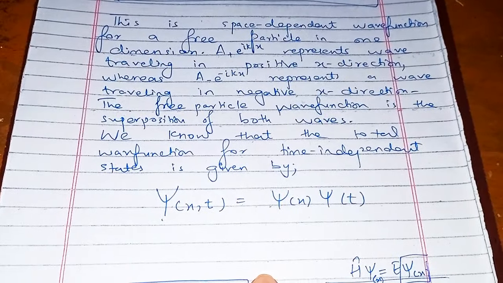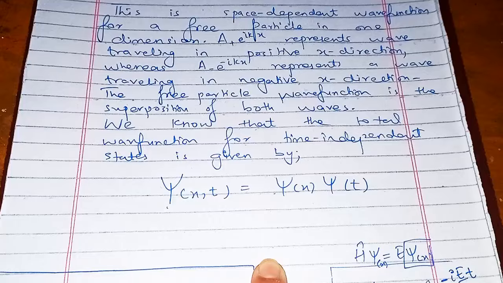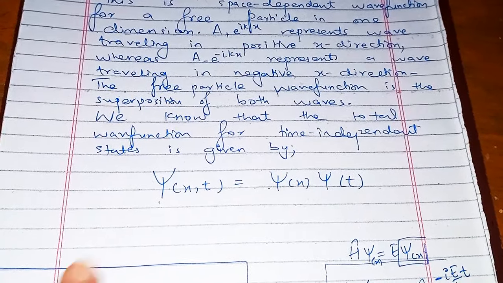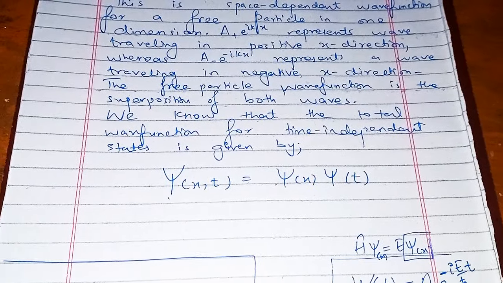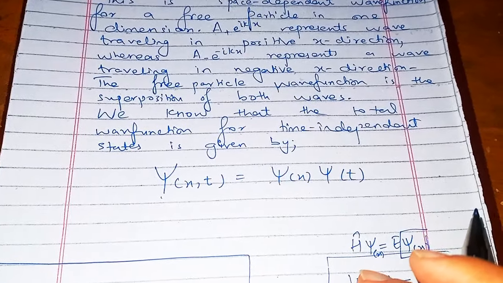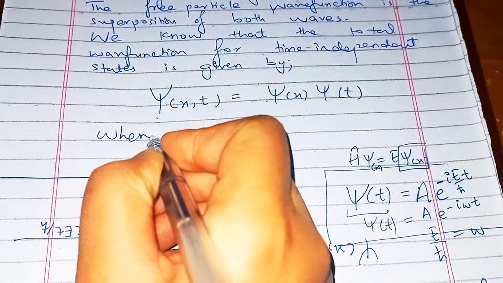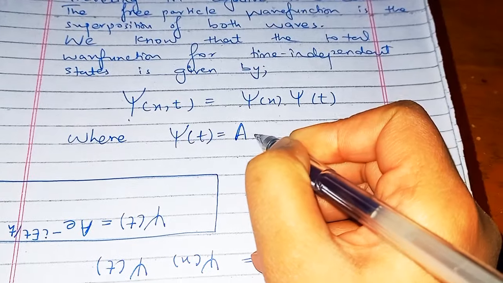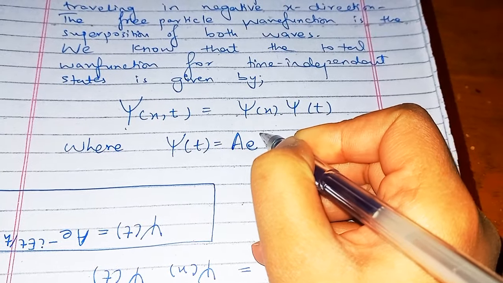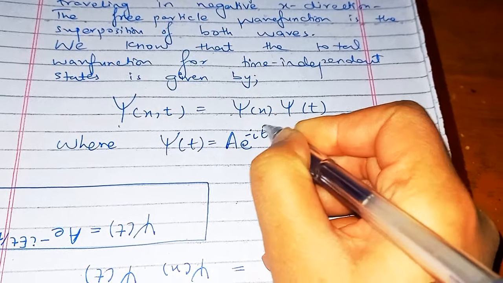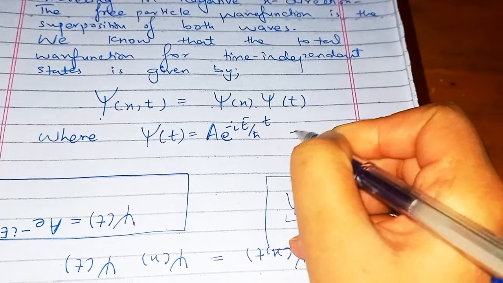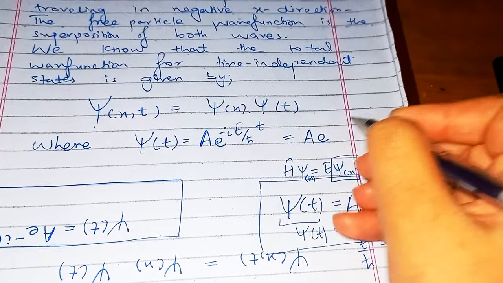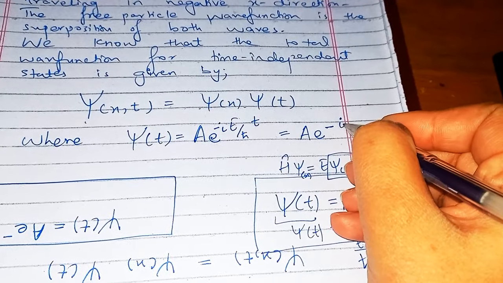So let us proceed from this point onwards and see what kind of solutions for total wave functions we get for the free particle. Meanwhile, let's write what is psi of t. Psi of t is equal to A, some constant, times e to the power minus iota E by h cut times t. As I told you earlier, E by h cut is actually omega, the angular frequency, so we can write it as e to the power minus iota omega t.